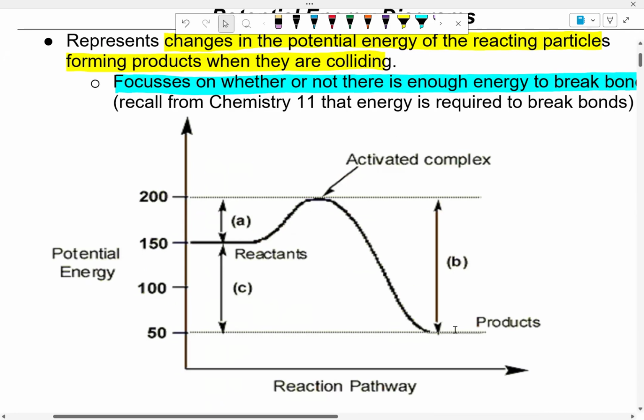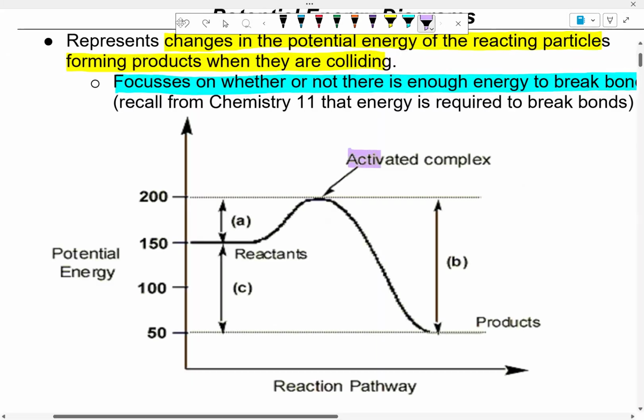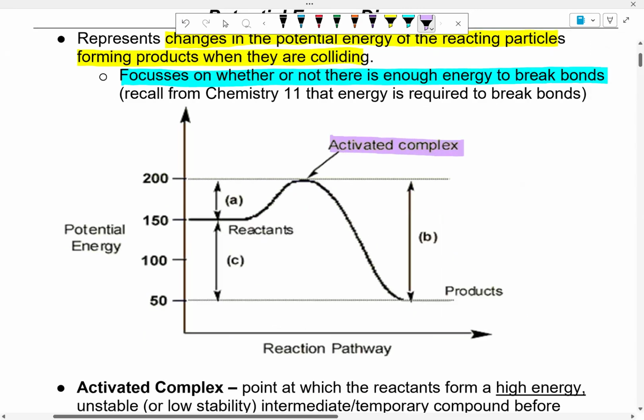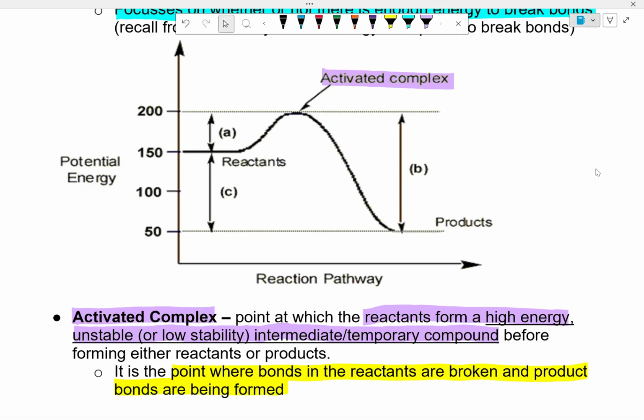Now, the one thing that you will notice is that there's this new thing called the activated complex. If you take a look at your notes, what is the activated complex? It is a point in which the reactants form a high energy, unstable, or low stability, intermediate or temporary compound before forming either the reactants or products. In this particular case, it is the point where the bonds in the reactants are broken and product bonds are being formed.